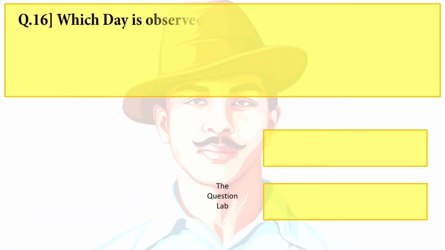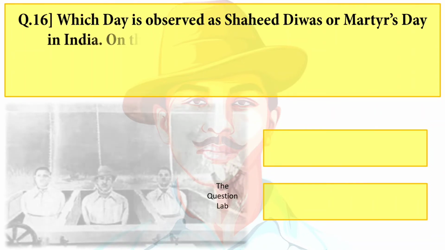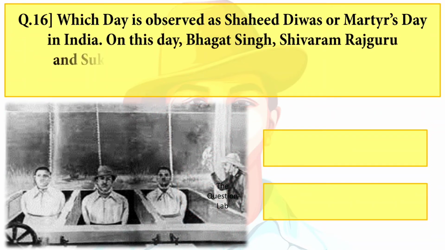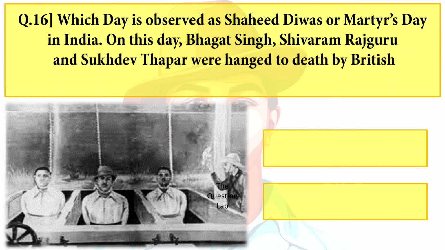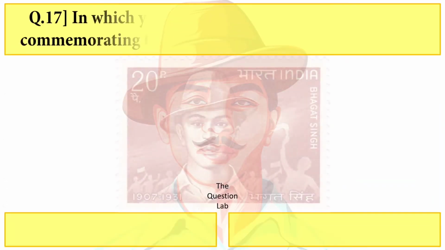Question number 16. Which day is observed as Shaheed Diwas or Martyrs Day in India? On this day, Bhagat Singh, Shivaram, Rajguru and Sukhdev Thapar were hanged to death by British colonizers in 1931 in Lahore conspiracy case. On 23rd of March.